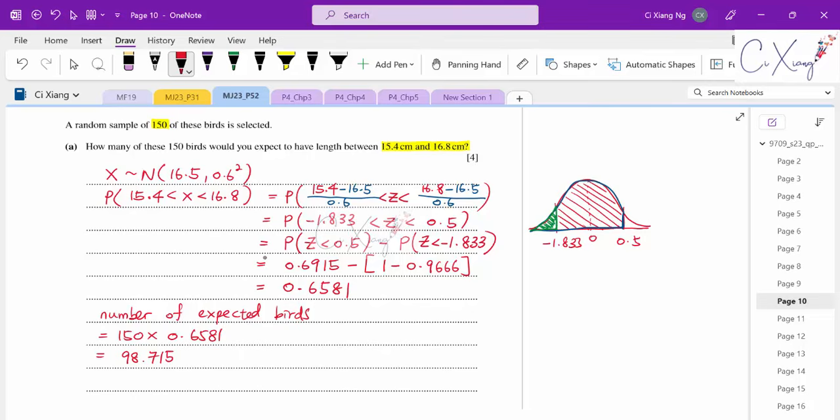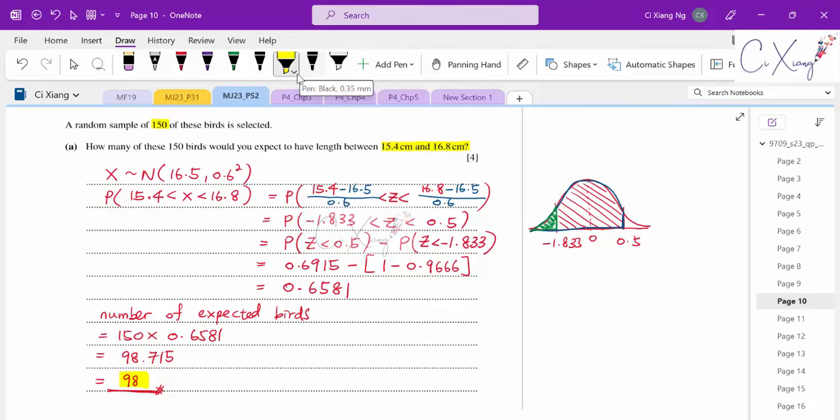98.715. But of course, now when we are talking about the number of birds, right, it should be integer. So usually for our marking scheme, they will accept the integer either below or above the number that we get. So like 98.715, right, you can put it as 98 birds or you can put it as 99 birds. Both answers are accepted in marking scheme. Right, so 98 is correct, 99 is also acceptable. Okay, so this is how we answer question number 5A.